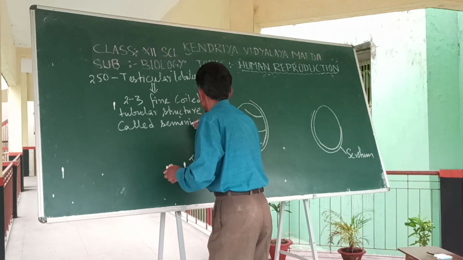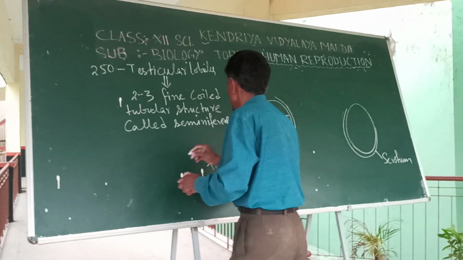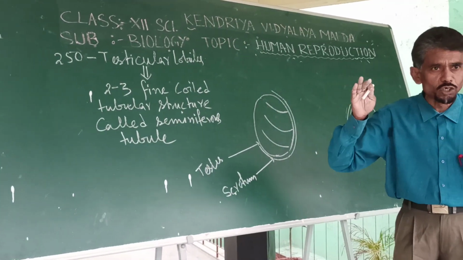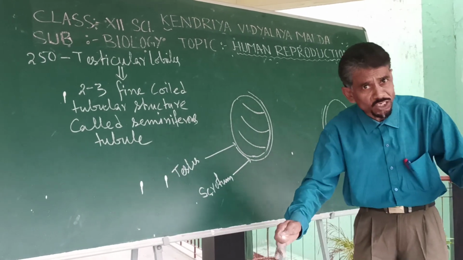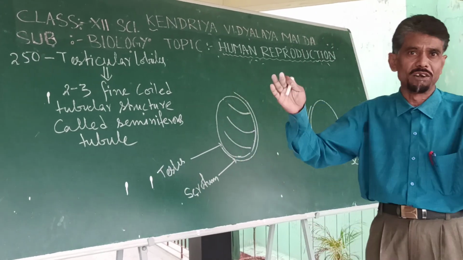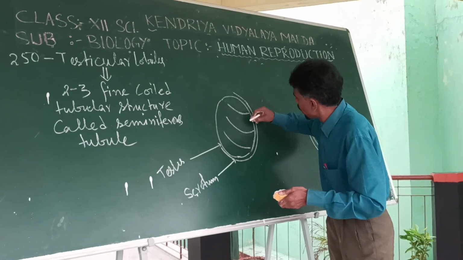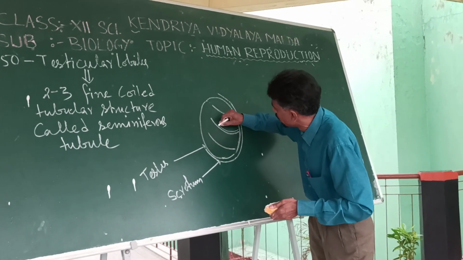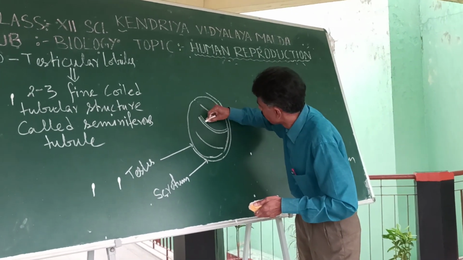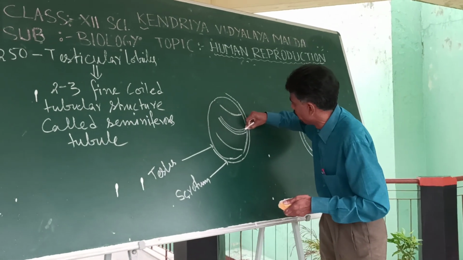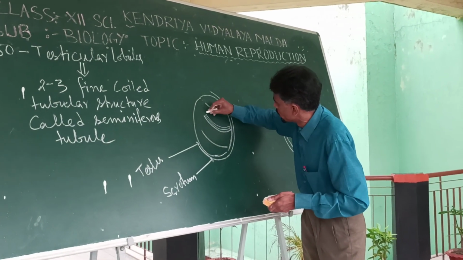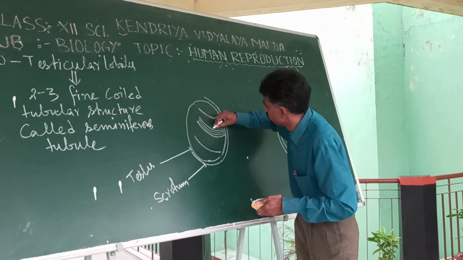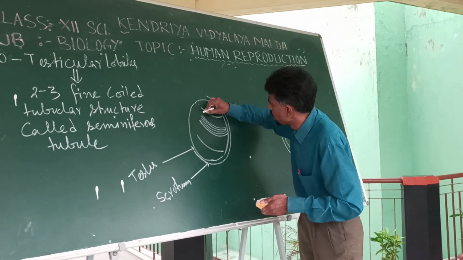Seminiferous tubule. These seminiferous tubules are the site for production of sperm, the male gamete. So, if I draw a single or two seminiferous tubules like this, blind-ended at one end within the testicular lobule, suppose 1, 2, let me draw another one.